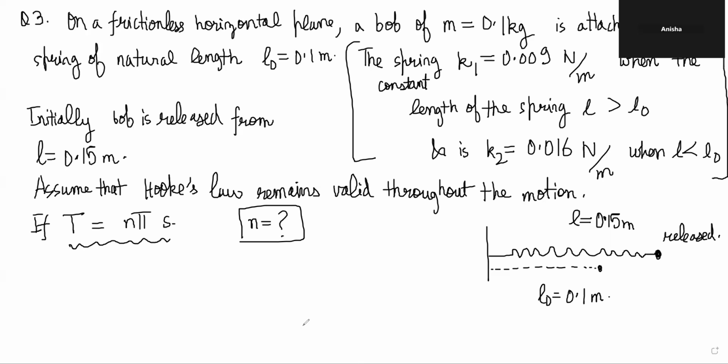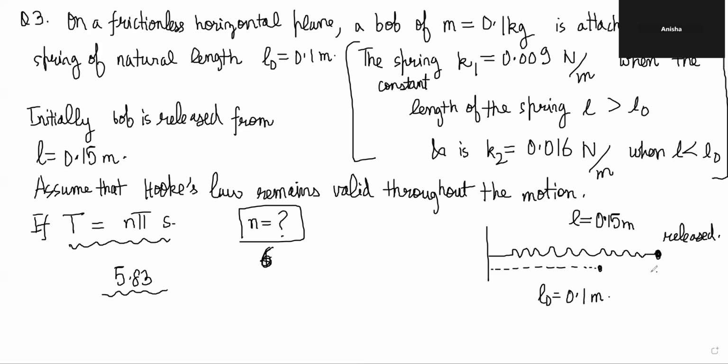Are you getting something? Sir, it's not an integer value. It will not be an integer. It is closest to an integer. Sir, 6? Your answer should be 5.83. Right, it will not be an integer.